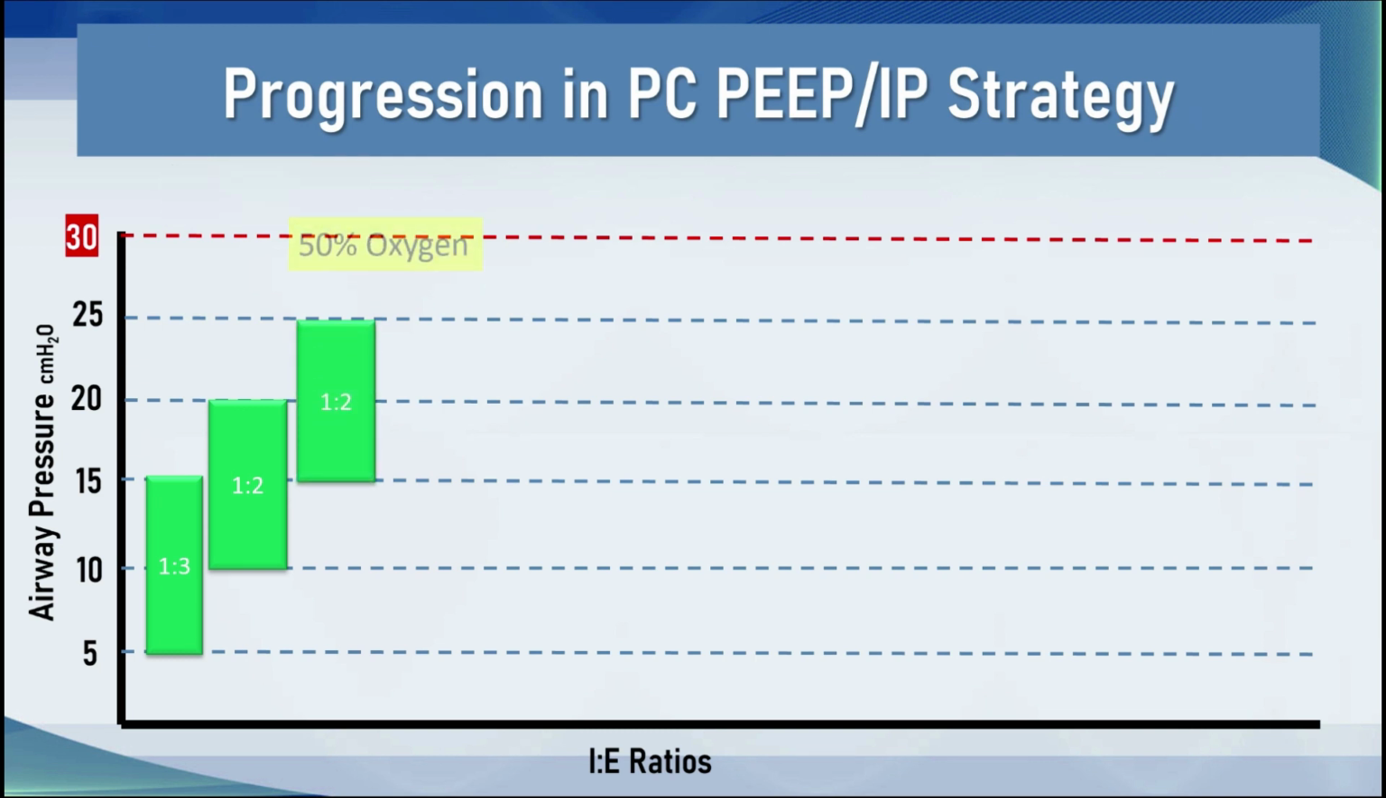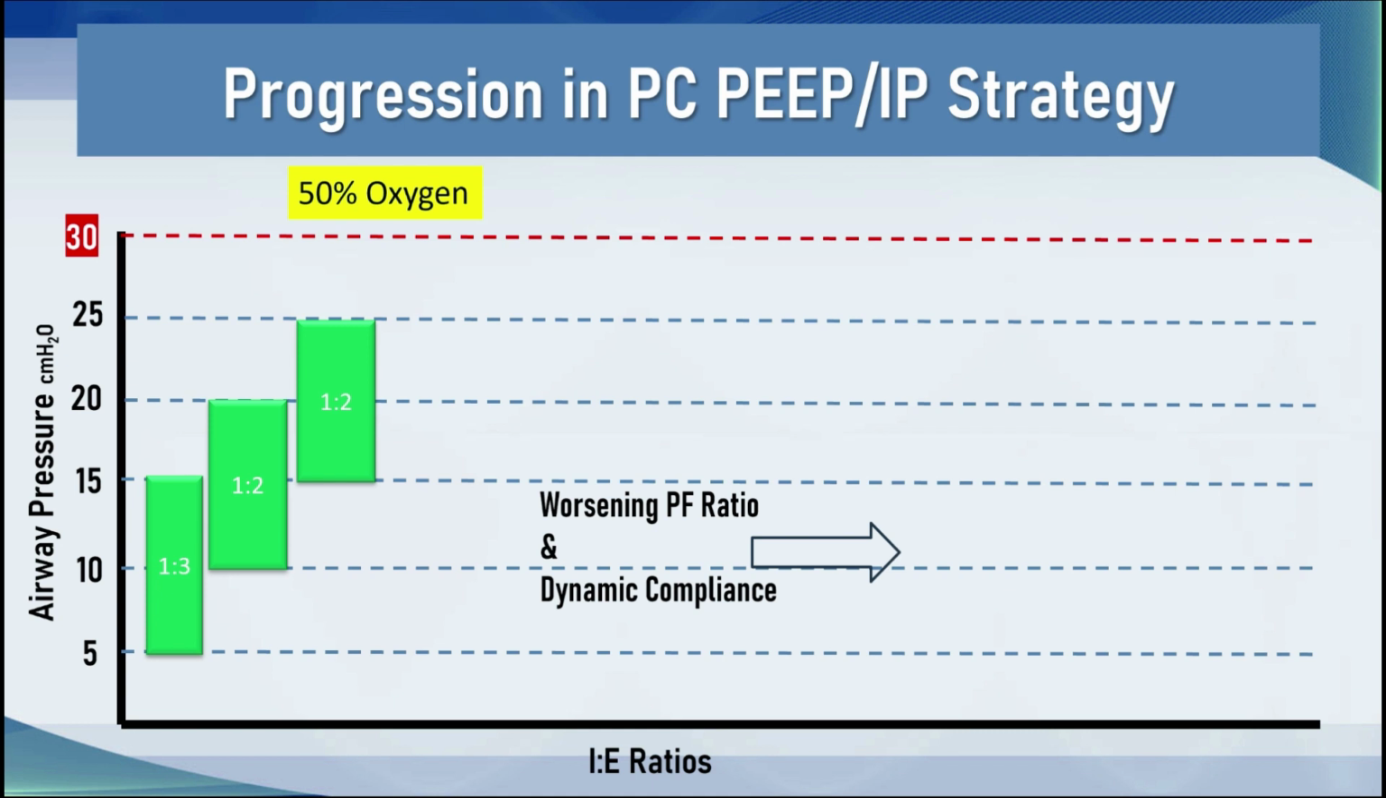As things deteriorate, we now increase the PEEP to 15. The compliance is falling, but we're hoping that our volume pressure curve will improve. We're still on a 1:2 ratio, and our plateau pressure is 25. Once we hit 60% oxygen, Carla is in real trouble. But the 60% oxygen pushes her PF ratio down below 100.